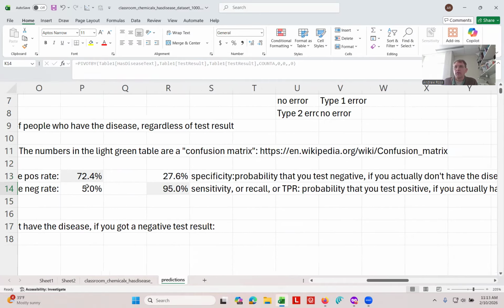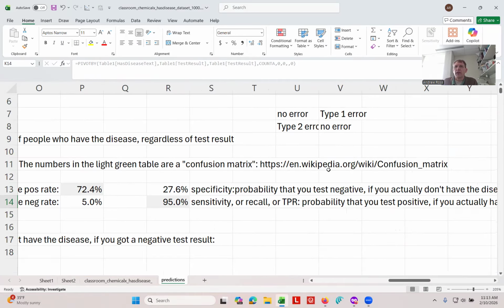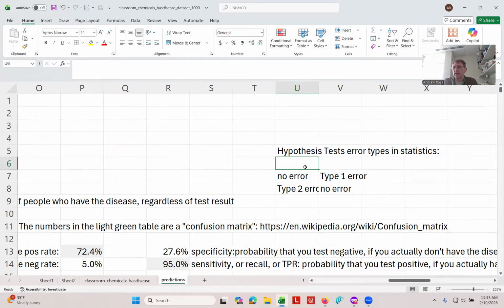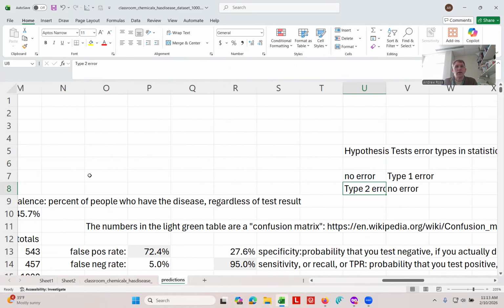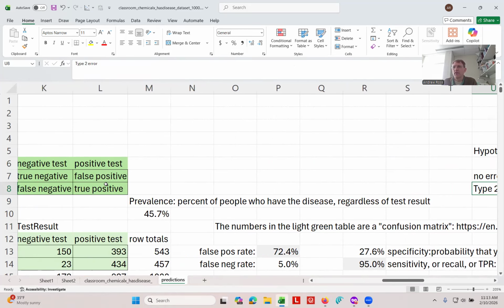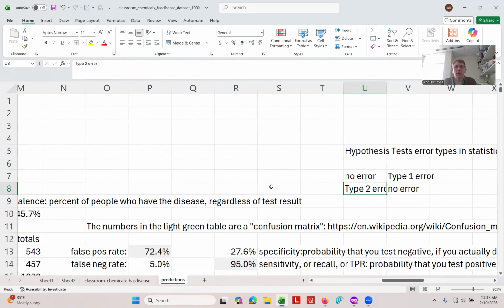And you can read more about confusion matrices here. If you know hypothesis tests and statistics, you might have heard of type 1 and type 2 error. So we can say the type 1 error here is kind of like a false positive. Type 2 error is kind of like a false negative. But if you haven't had statistics, don't worry about it.